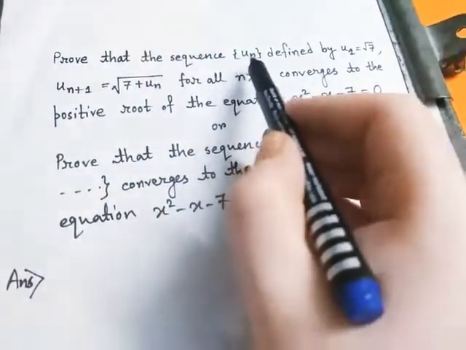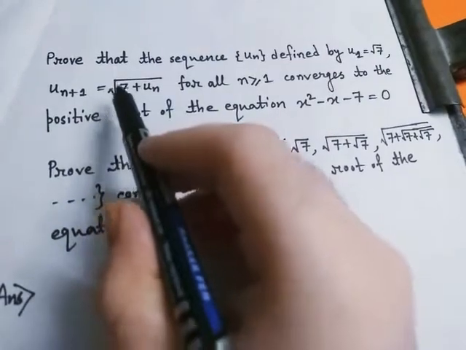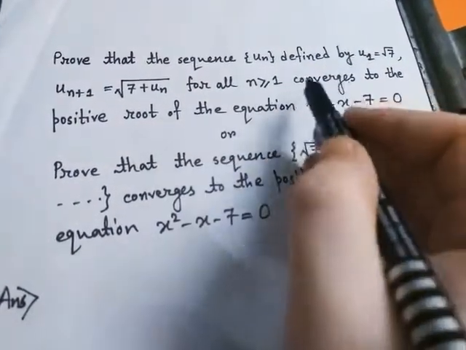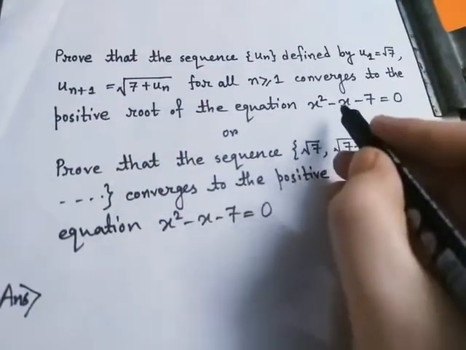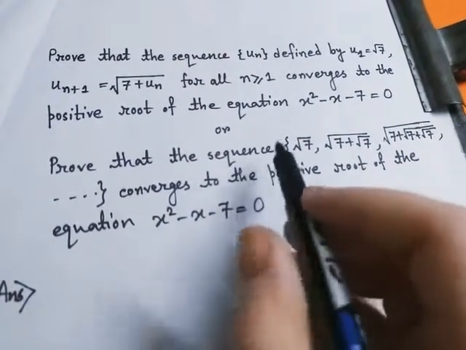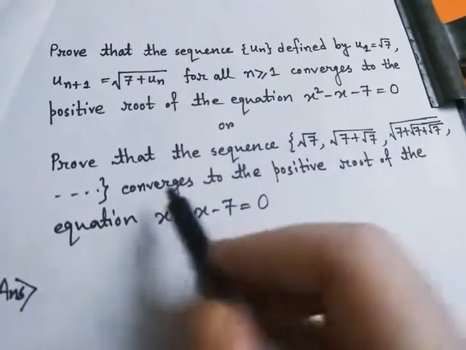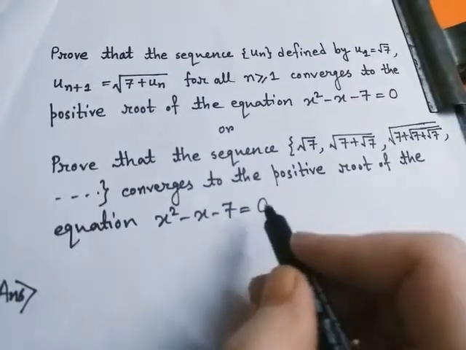Prove that the sequence u_n defined by u_1 = √7, u_{n+1} = √(7 + u_n) for all n ≥ 1, converges to the positive root of the equation x² - x - 7 = 0. Or prove that the sequence √7, √(7 + √7), and so on, converges to the positive root of the equation x² - x - 7 = 0.